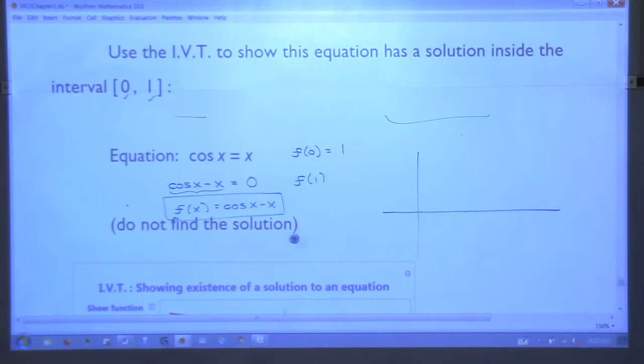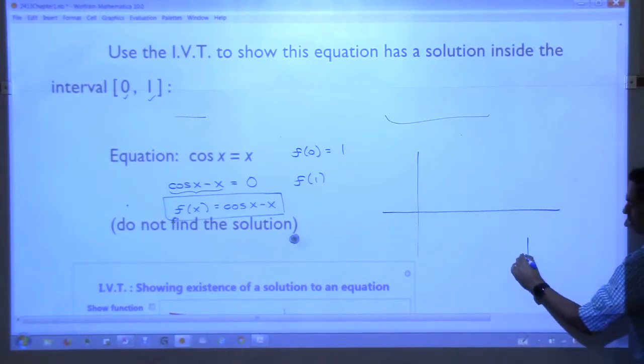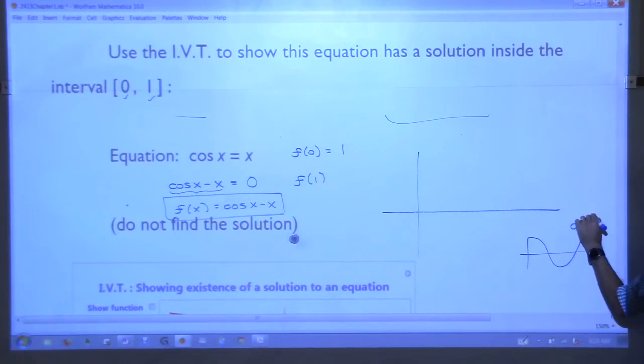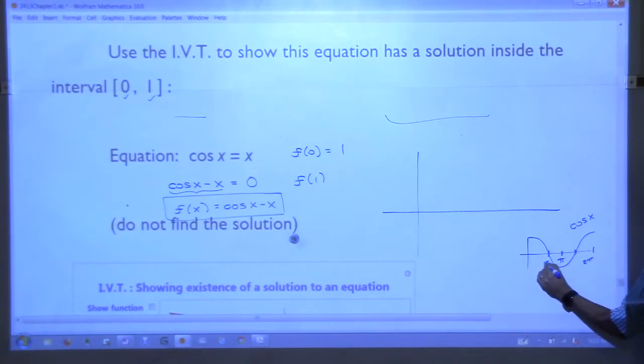What is cosine of 1? Okay, let's go back to our cosine function real quick. Let me just graph it. Here's cosine x, right? That's cosine x. Okay, where is that happening? So what is halfway? Pi, right? This is pi over 2. Sorry, 2 pi. This one right here is pi over 2.